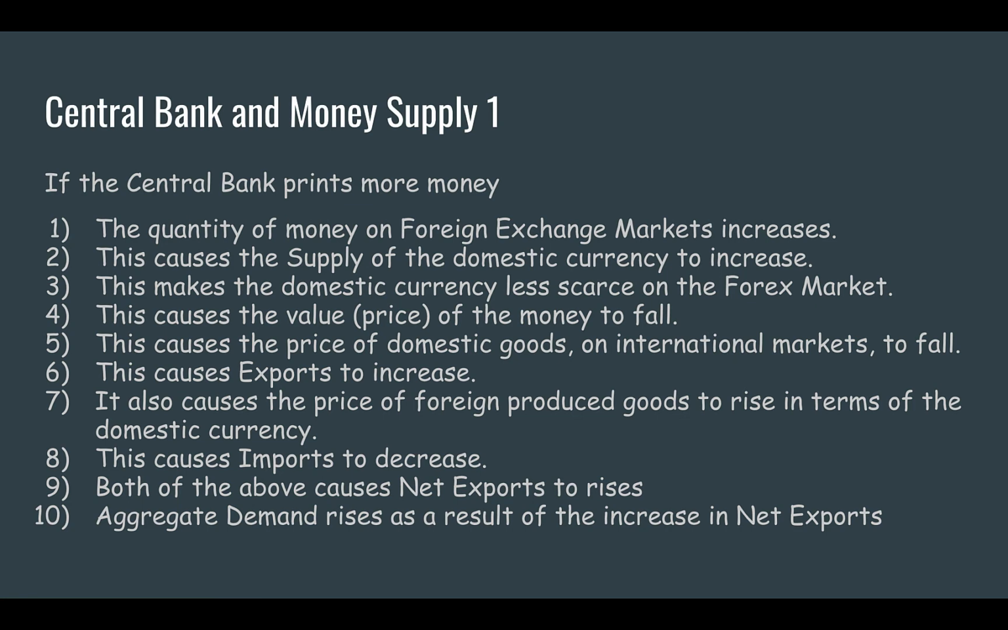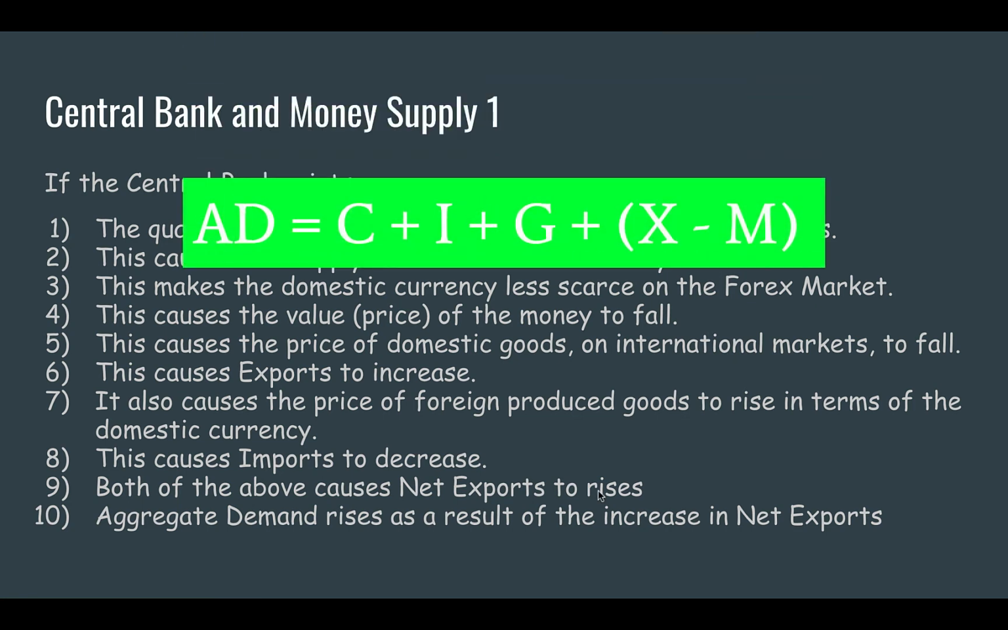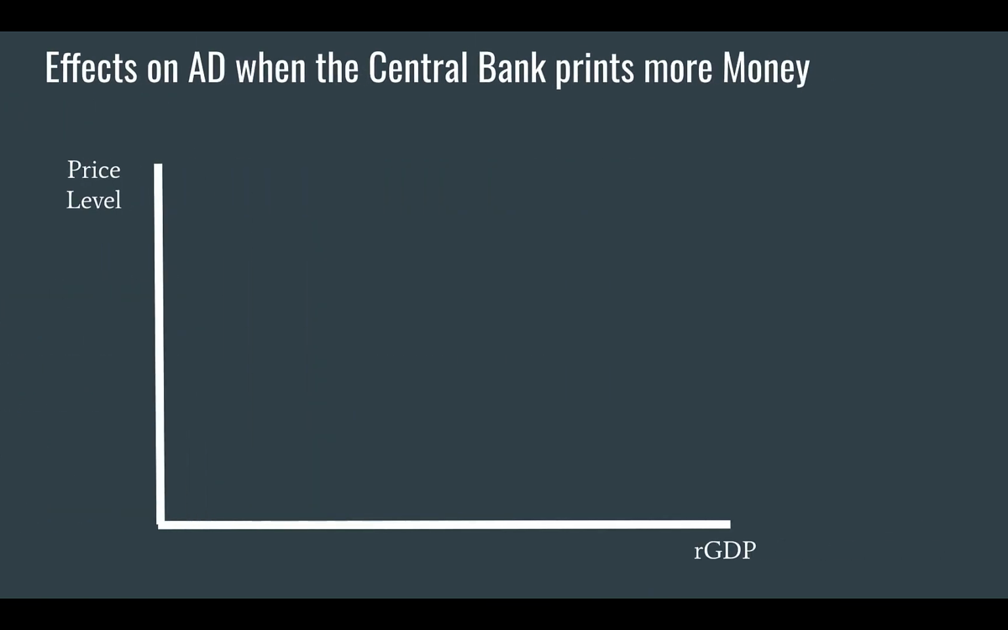Aggregate demand, therefore, rises as a result of this monetary policy, which was expansionary, which is printing more money. If aggregate demand rises, let's have a look at it again. C has risen, I has risen, and net exports have risen. All of this as a result of printing more money by the central bank. Now again, there are methods and tools, we'll look at those in later videos. I just want you to understand the causation. So let's have a look at this now.